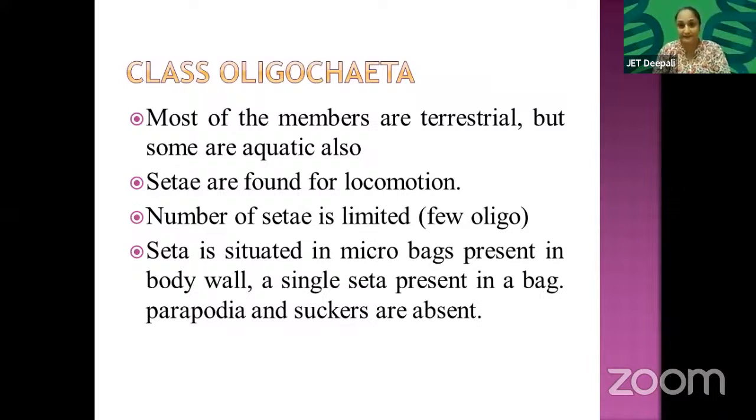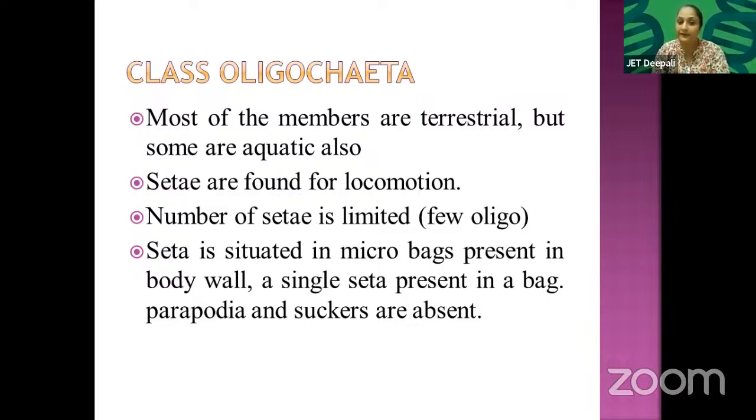Most of the members are terrestrial. Now we are studying the class that has terrestrial organisms. But some are aquatic also. Setae are found for locomotion. They also have setae, but the number of setae is limited. That is why they are called Oligochaeta. Oligo means few.